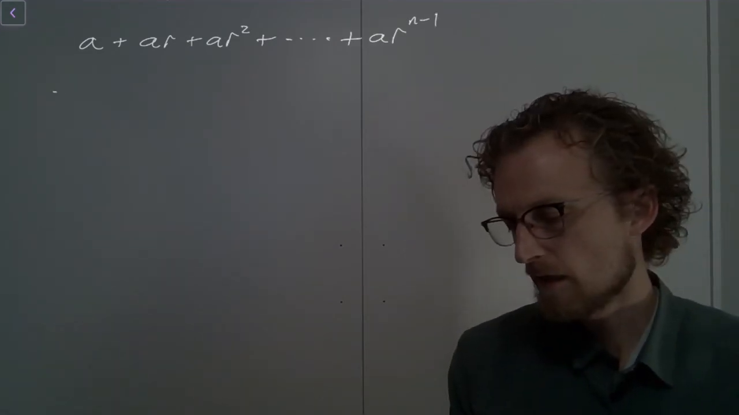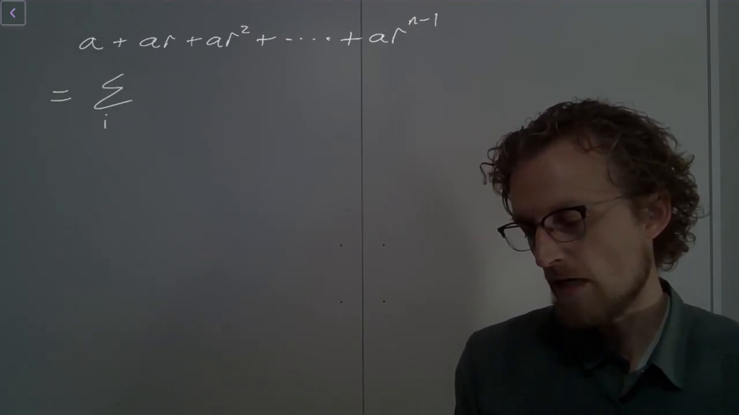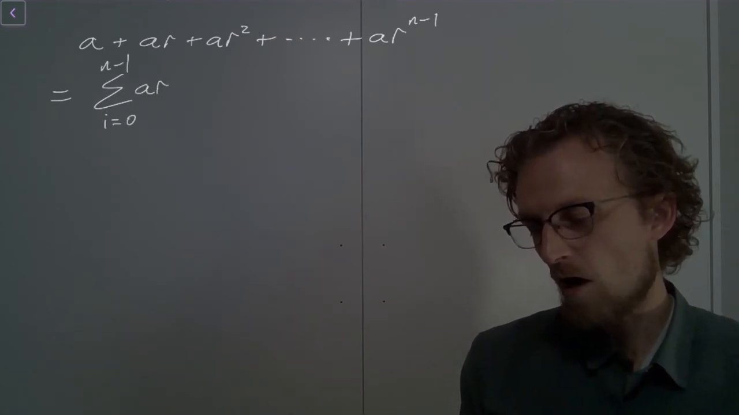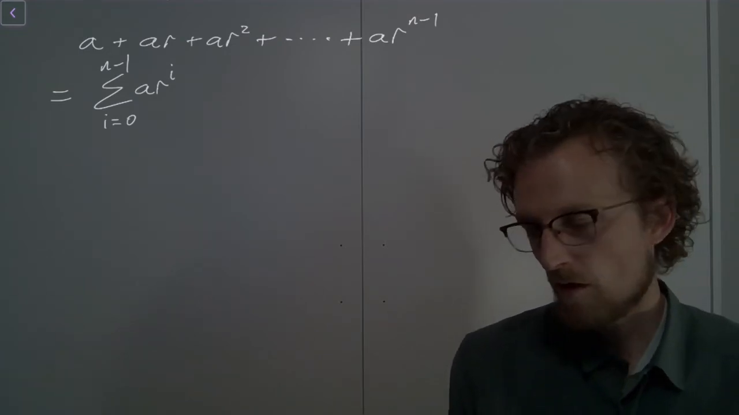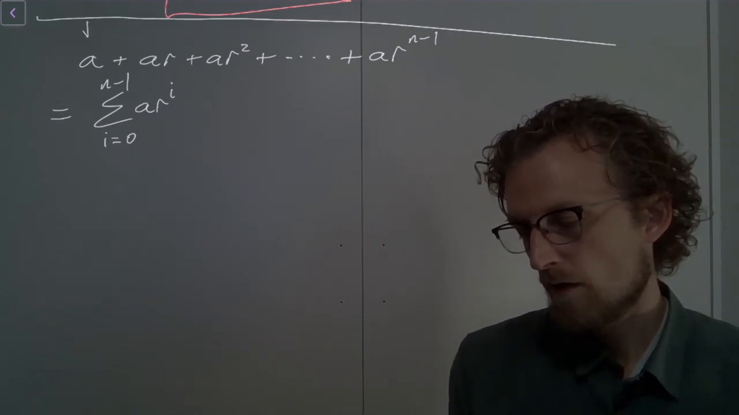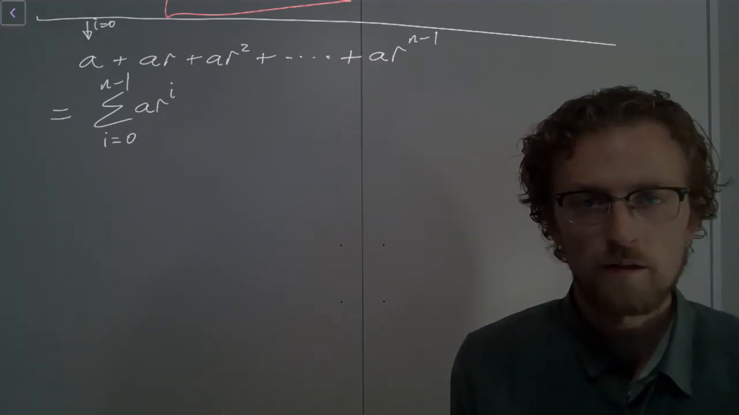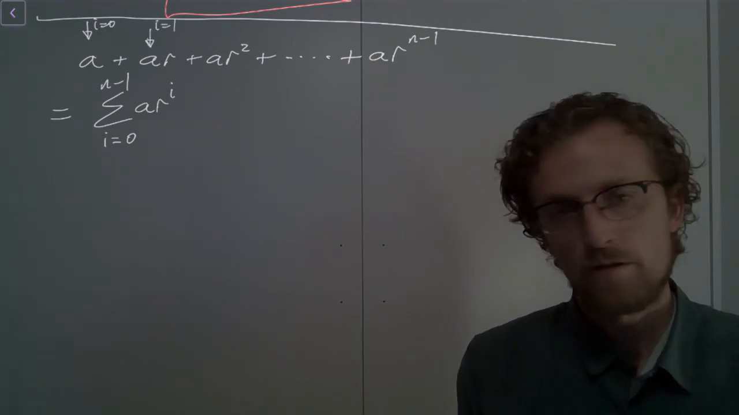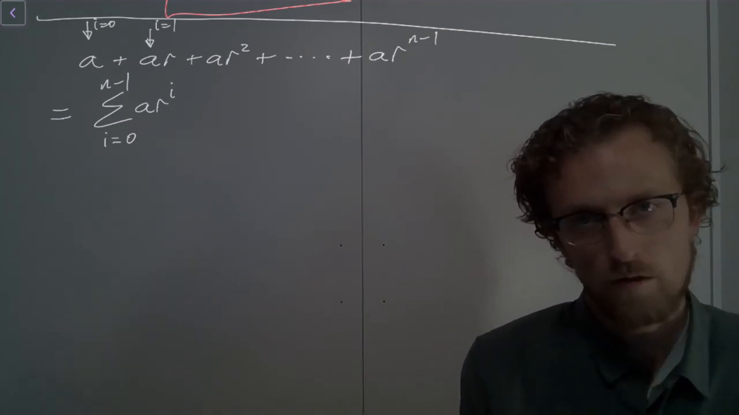Okay, so what is this? Well, this is exactly equal to the sum from i equals 0 to n minus 1 of a times r to the power of i. So this one here is i equals 0. What's r to the power of 0? It's just 1, so I just have the a. This one here is i equals 1, so what's r to the power of 1? It's just r, and so on.